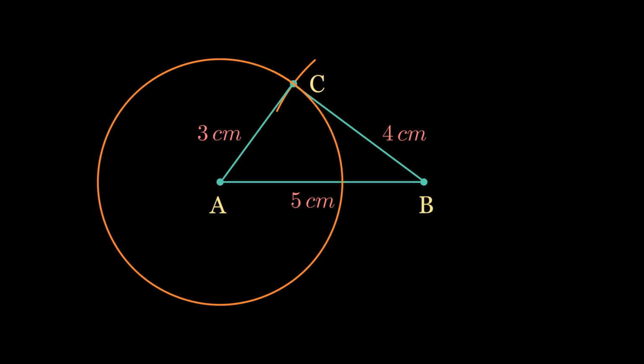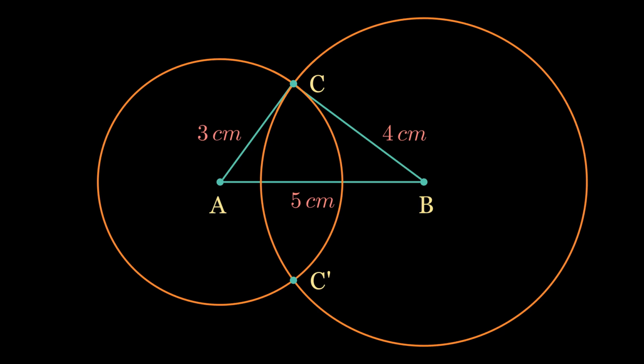There is another point C' that satisfies the distance criteria. What is the difference between both the triangles? Can you figure it out?